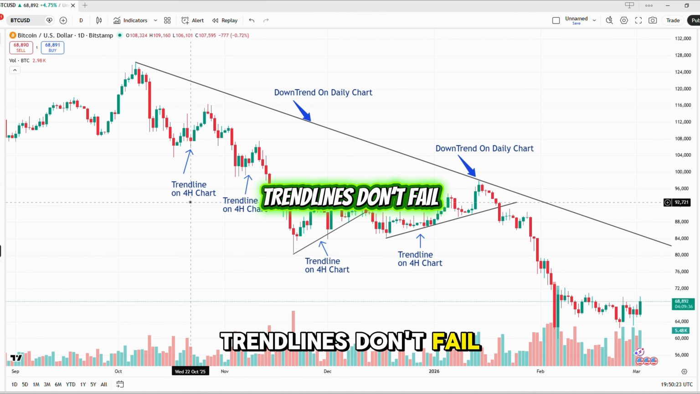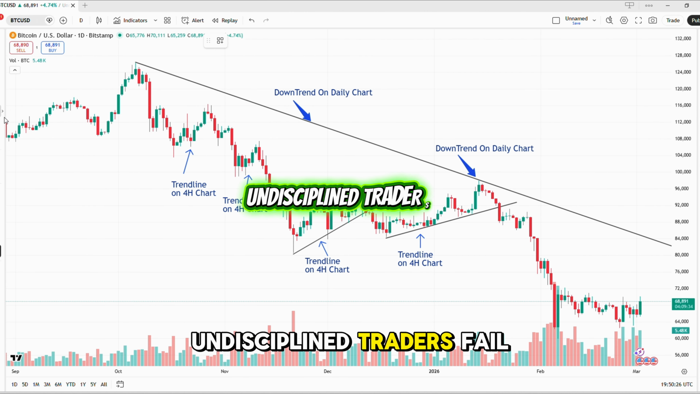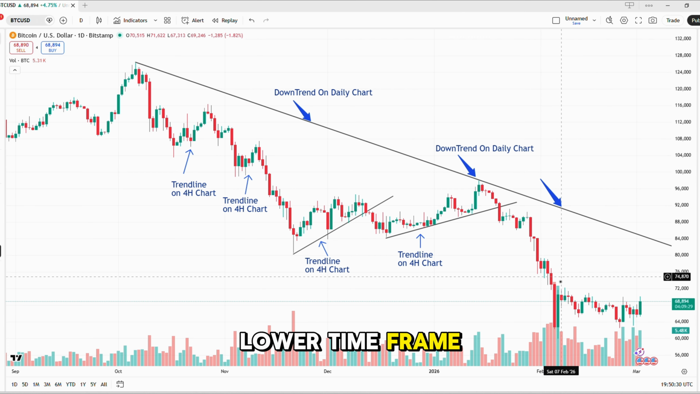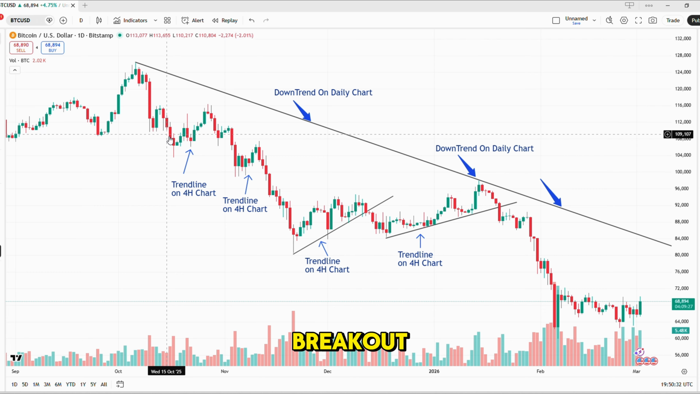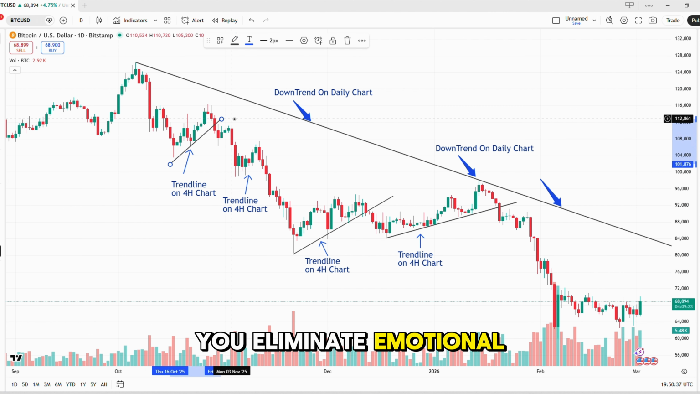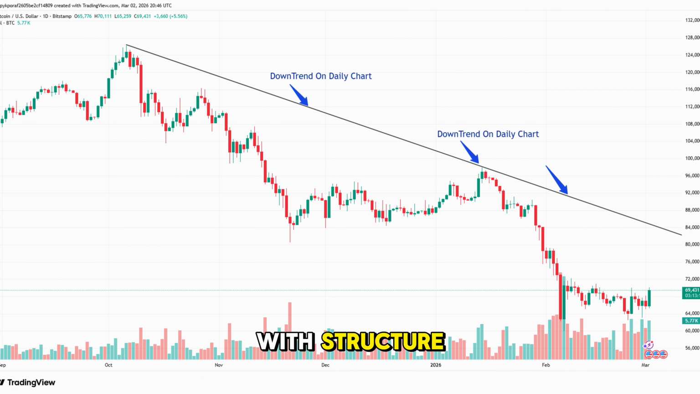Trend lines don't fail. Undisciplined traders fail. When you apply higher time frame bias, lower time frame correction, and confirmed breakout, you eliminate random entries, you eliminate emotional trades, and you trade with structure.